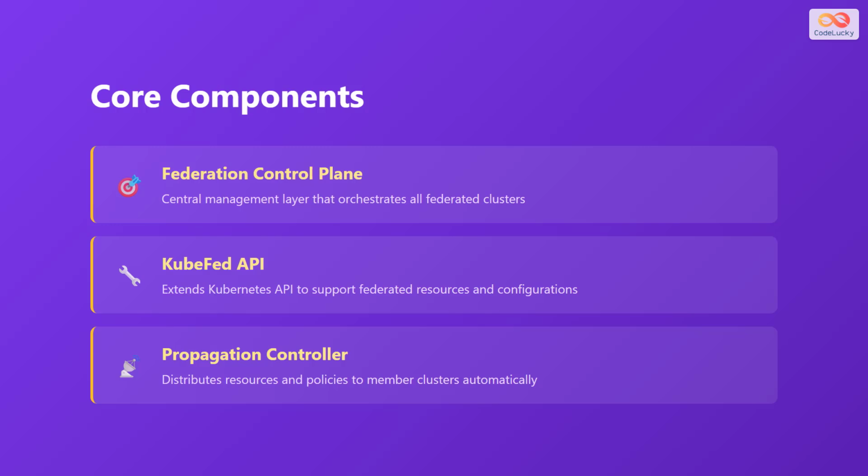This API layer allows you to define resources once and deploy them across multiple clusters. Third is the Propagation controller, which is responsible for distributing resources and policies to member clusters automatically. These three components work together to provide seamless multi-cluster management.